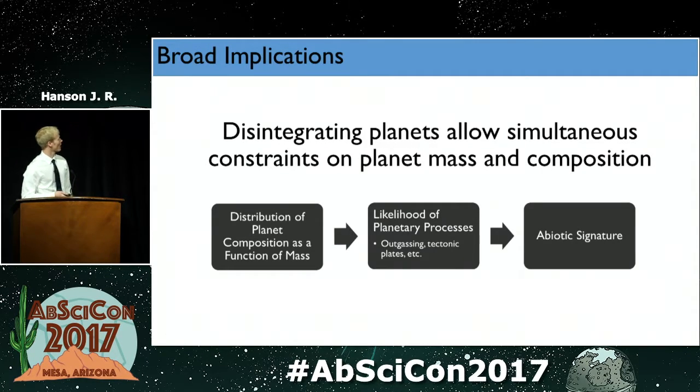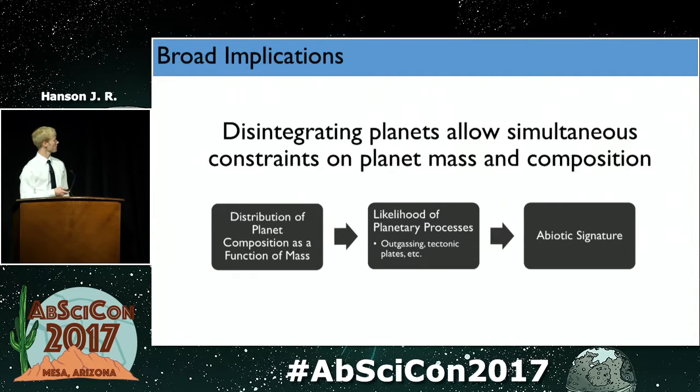Okay, so why care about disintegrating planets at all? The reason that disintegrating planets are important is because it's one of the few ways that we can get simultaneous mass and composition constraints observationally about planets. The distribution of planet composition as a function of mass is ultimately what's going to constrain which planetary processes are possible. So things relevant for life, such as abiotic outgassing and tectonic activity, are going to be constrained by planetary composition.